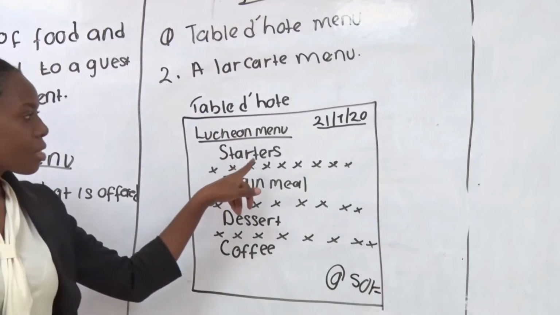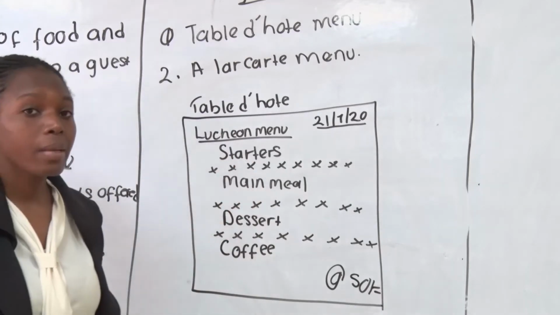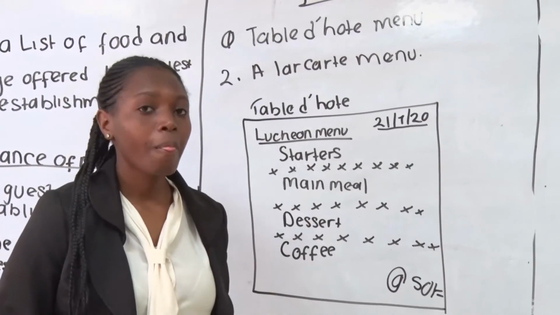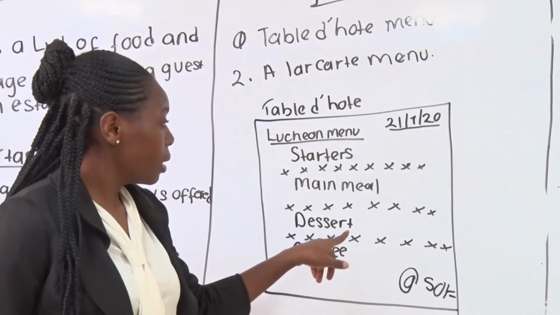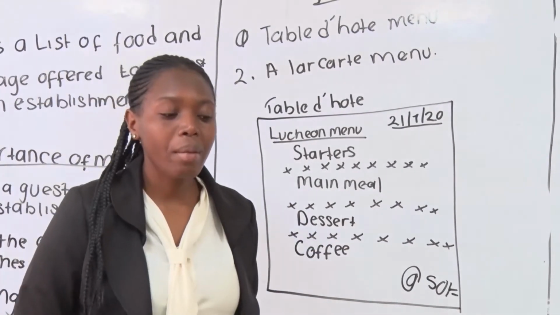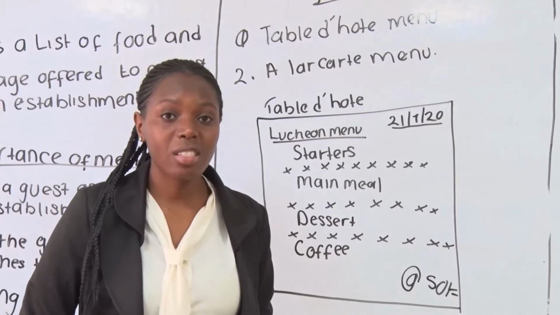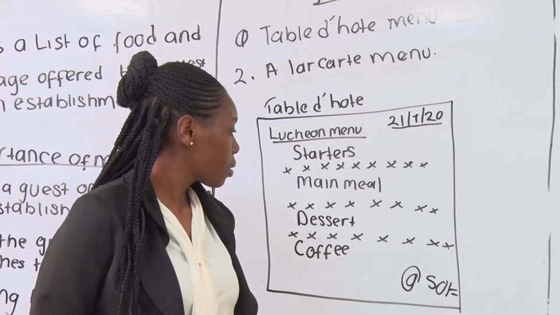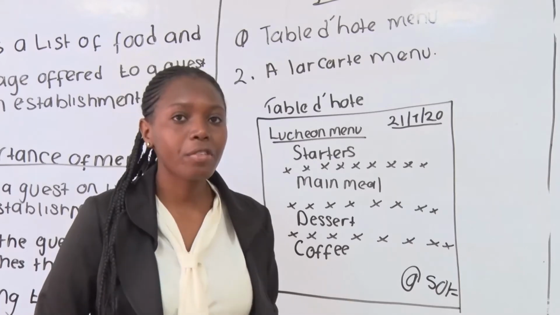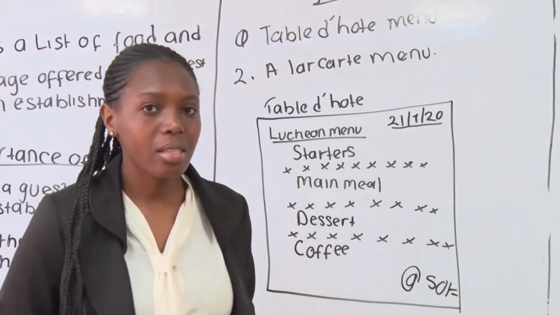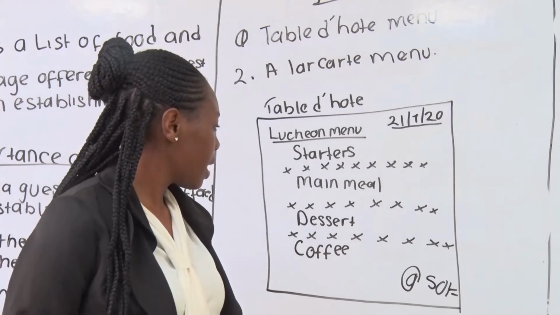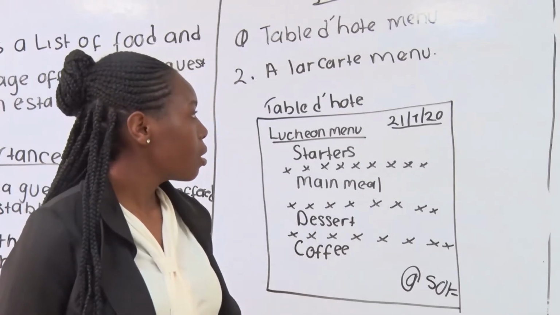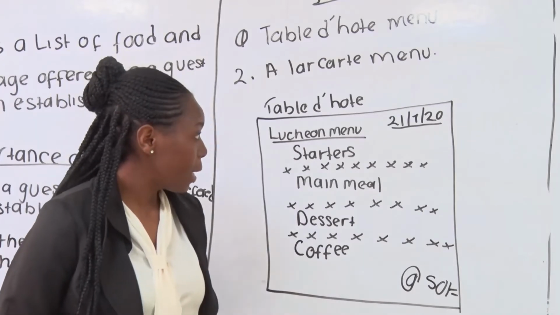So in starters, you can have soups, for example pumpkin soup, or salads. Then in main meal, your main meal should have proteins, starches, and also vegetables. Then dessert can be fruit salads or cakes. Then lastly, coffee. And you must indicate the price because it is a fixed price.